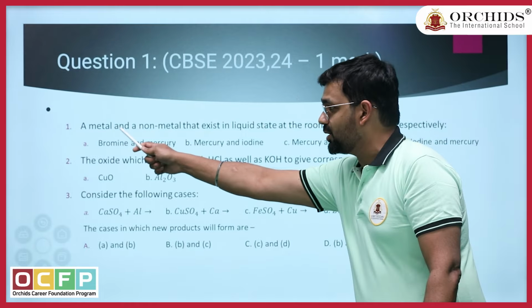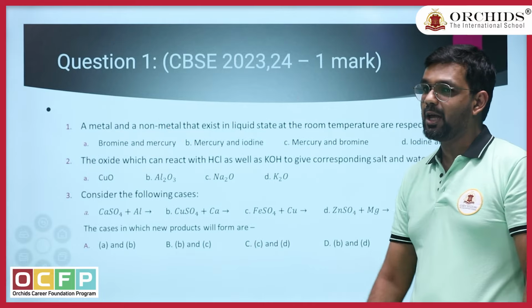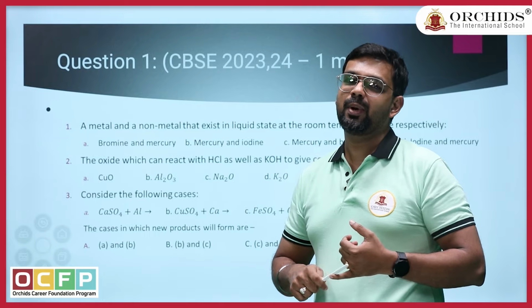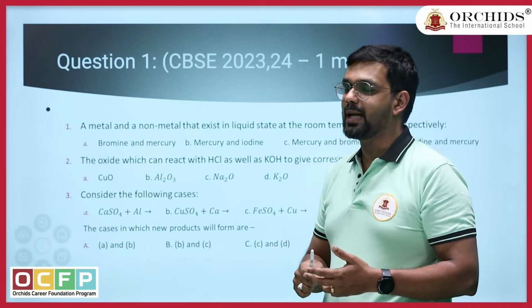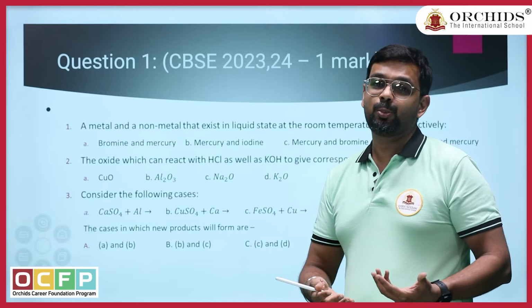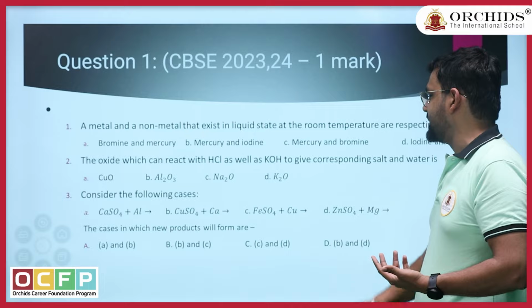So understand the sequence. They are asking first a metal and then followed with a non-metal. So obviously, which is the only metal which is liquid at room temperature? It is mercury. That's correct. And what about the non-metal? Which is the non-metal which is in liquid state in room temperature? That is bromine. So which is the correct option? The correct option is C.